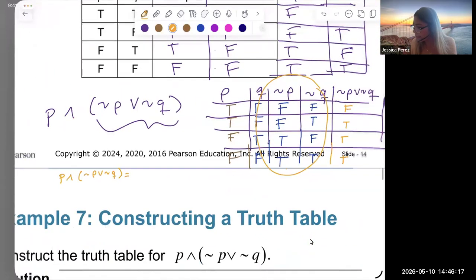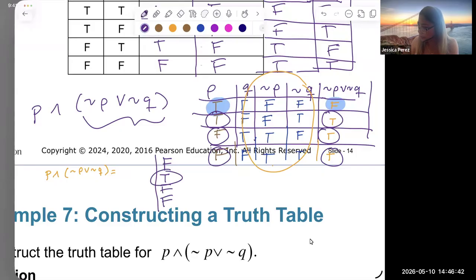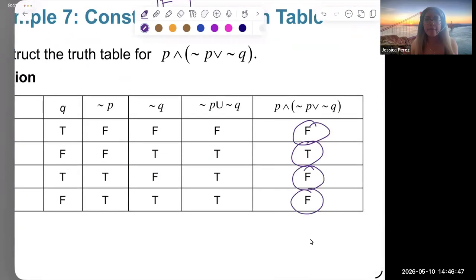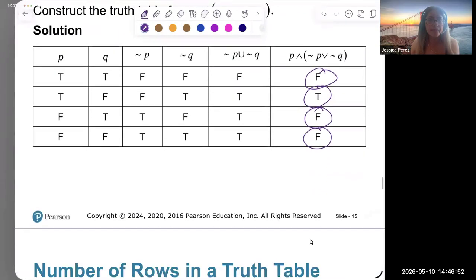So then we're going to look at the following columns. And this T and F gives you F. So we're looking at F. Now, T and T is a T. F and T is an F, and F and T is an F. The only T is between T and T. So this would be our truth table. So there it is, F, T, F, F. And that's the solution that we got, and this is the truth table.